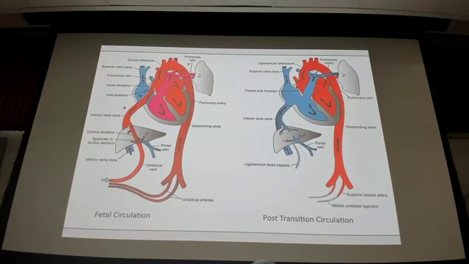So don't spend too much time memorizing this. Just talk about it, don't memorize anything. Learn the structures that we talked about, the foramen ovale and the ductus arteriosus, and what they do and why. But don't spend any time really memorizing maternal fetal circulation. Okay, is that fair? You guys understand?